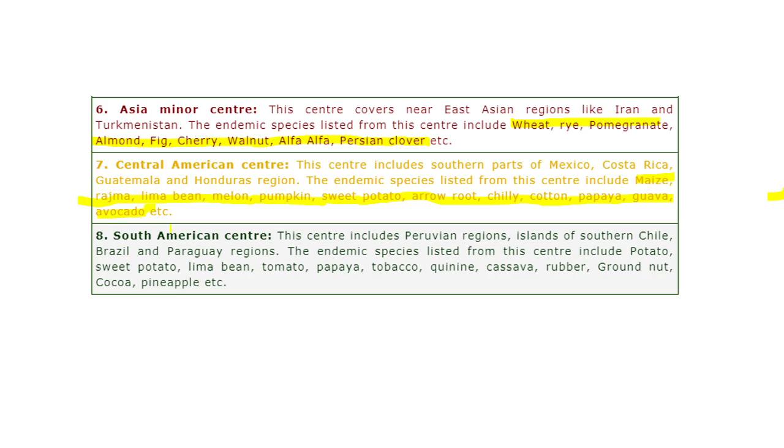Coming to the South American center of origin, which includes Chile, Brazil, and Paraguay regions, where the potato and sweet potato, two of the main crops used throughout India, originated in South America. Lima bean, tomato, papaya, tobacco, quinine, cassava. Cassava is also very highly used in India. Rubber is one of the major economic crops in many parts of India. Groundnut, coca, pineapple, all these things came from the South American region.